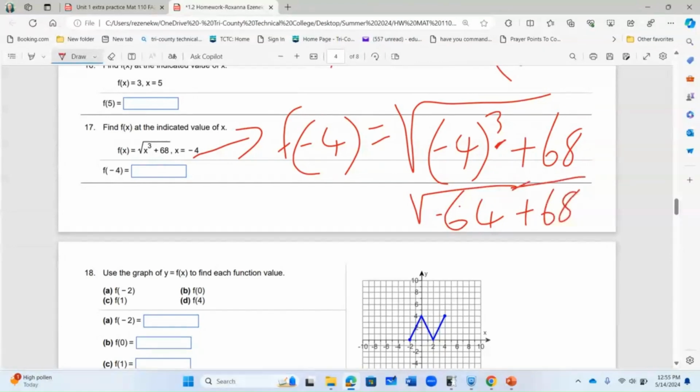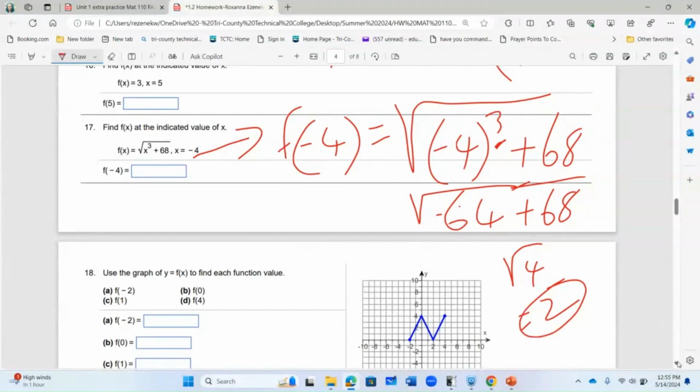All right. So -64 plus 68 is 4. Square root of 4 is 2. So when x is -4, y is 2 in that function. You can put it in the calculator again, and you get the same answer.